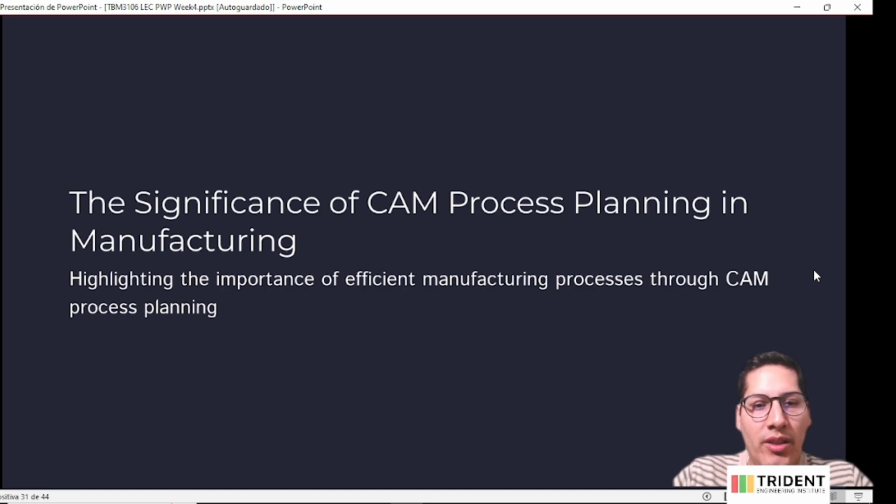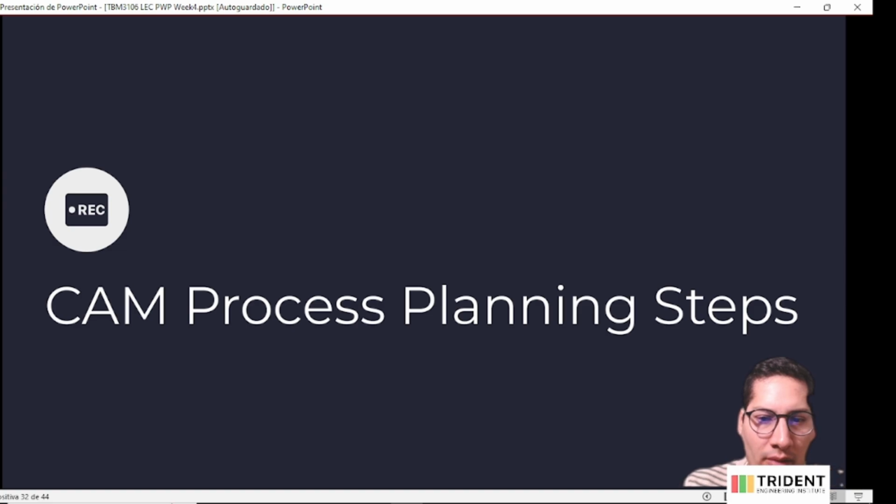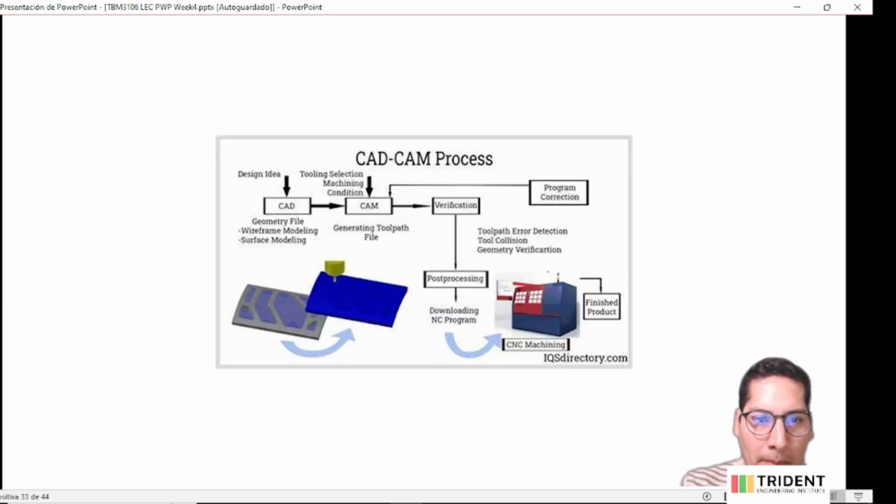Well, now we're going to see the significance of CAM process planning in manufacturing, to highlight the importance of efficient manufacturing processes through CAM process planning. Now we're going to see the steps that come with CAM process planning. And this will be the CAD-CAM process.